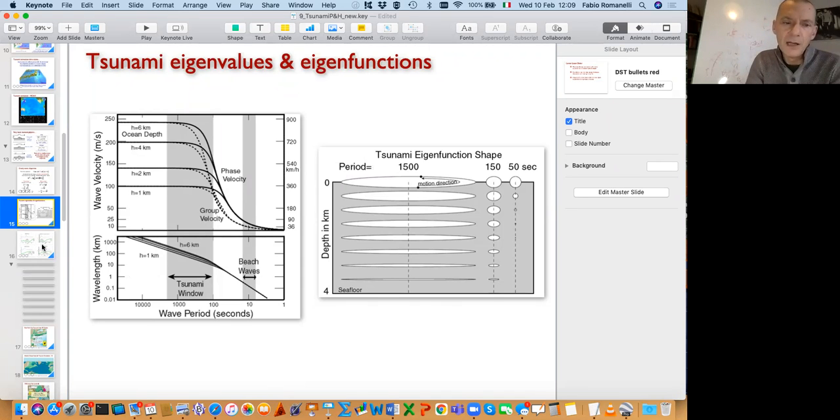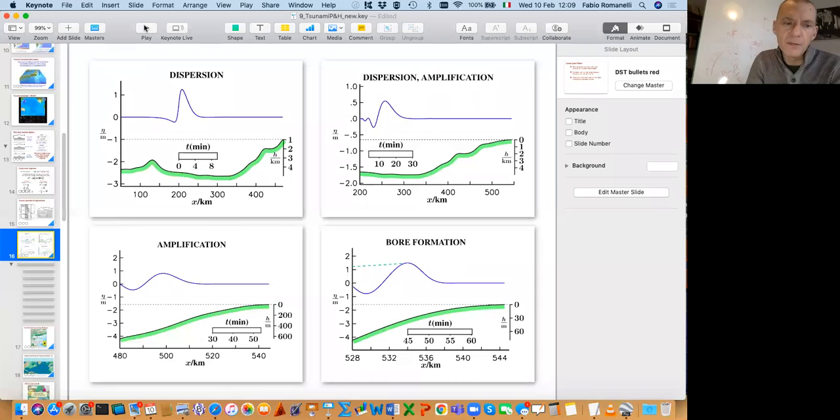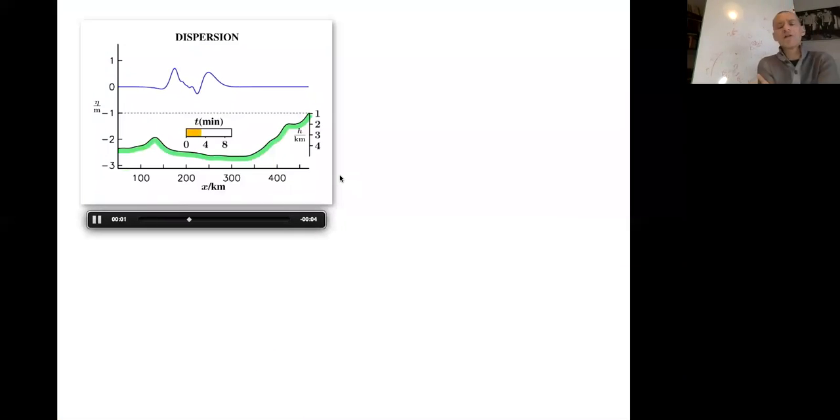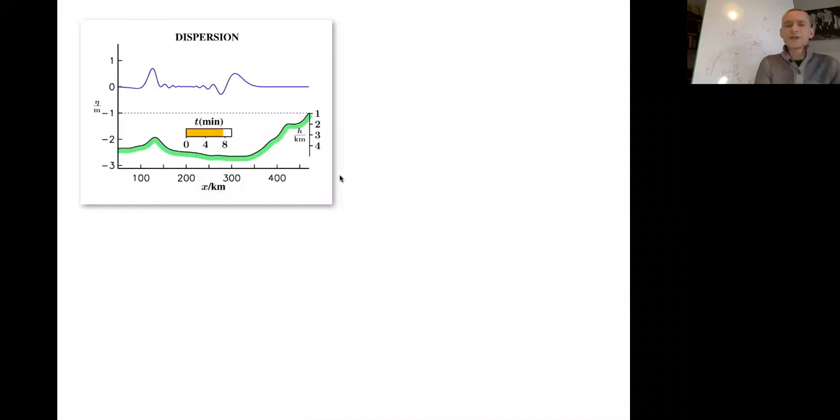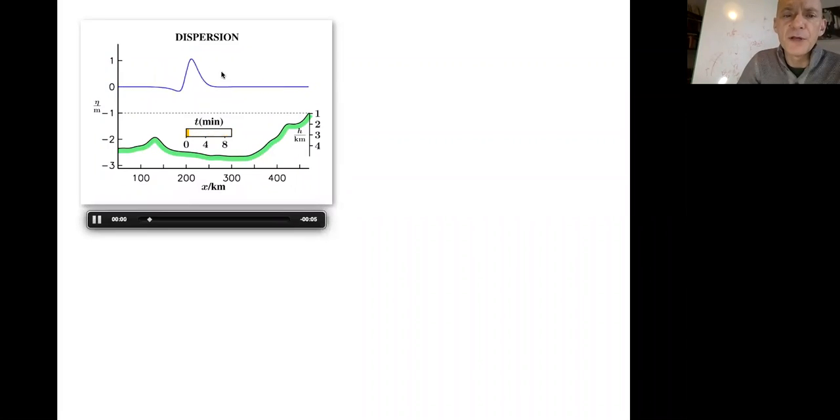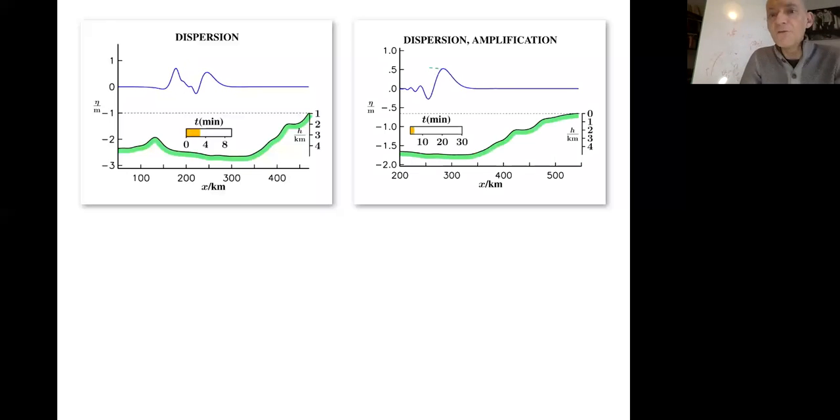Okay, let's go and see some other animations here, because there is one additional feature that is important to understand tsunamis. And the first one, okay, it's already with us. It's the dispersion, shallow water waves, deep water waves. Look, long periods are faster. They arrive first. Shorter periods, deep water, are slower, and they are arriving here. What's going to happen next? Well, this.